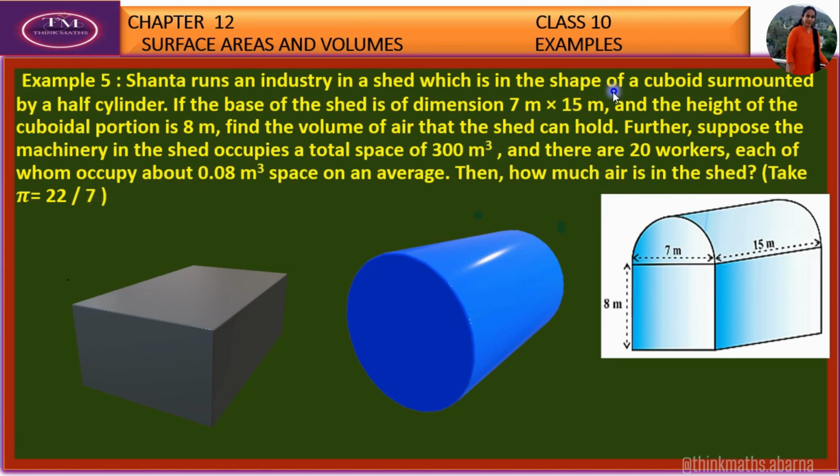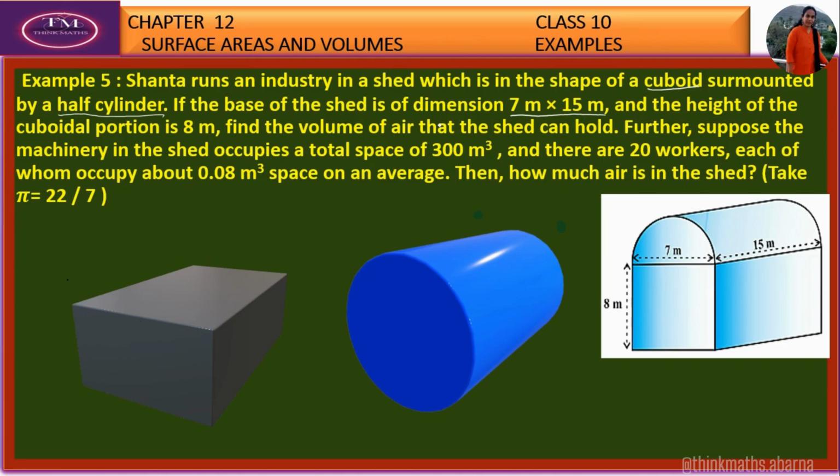So here, what are the shapes given? It is the shape of a cuboid surmounted by a half cylinder. So these two shapes are given. What are the dimensions given? If the base of the shed, so which is the base of the shed? Base of the shed is a cuboid. So this is the base of the shed which is in the shape of a cuboid. It takes 7 meter into 15 meter.